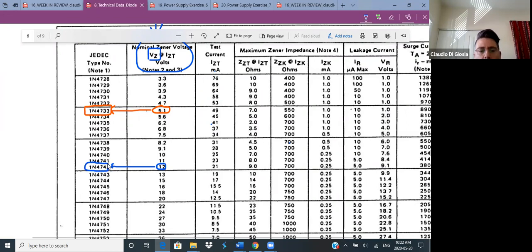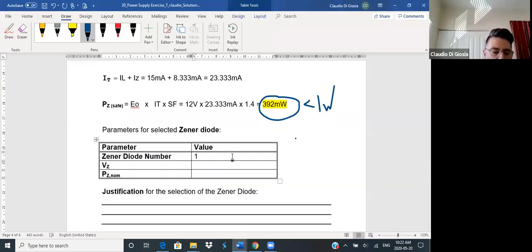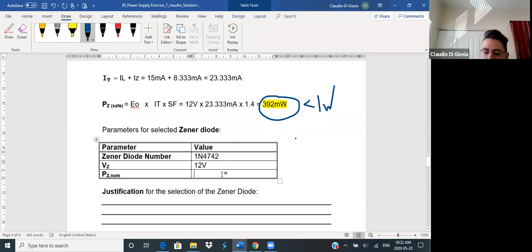That's a 4742. So now, let's go back here. What are we going to use? We're going to use a 1N4742, which is made to maintain or regulate the voltage of 12. And PZ nom is 1 watt for everything on that page.